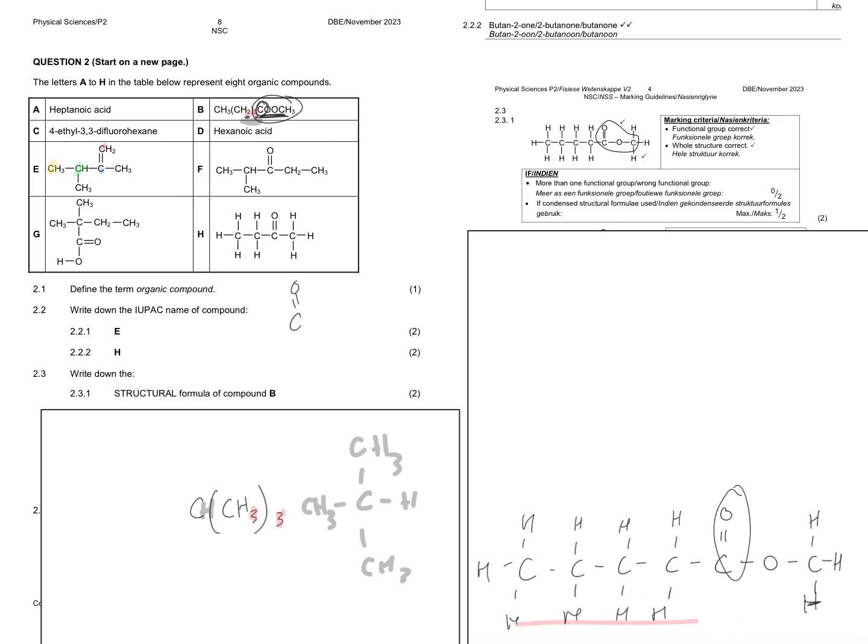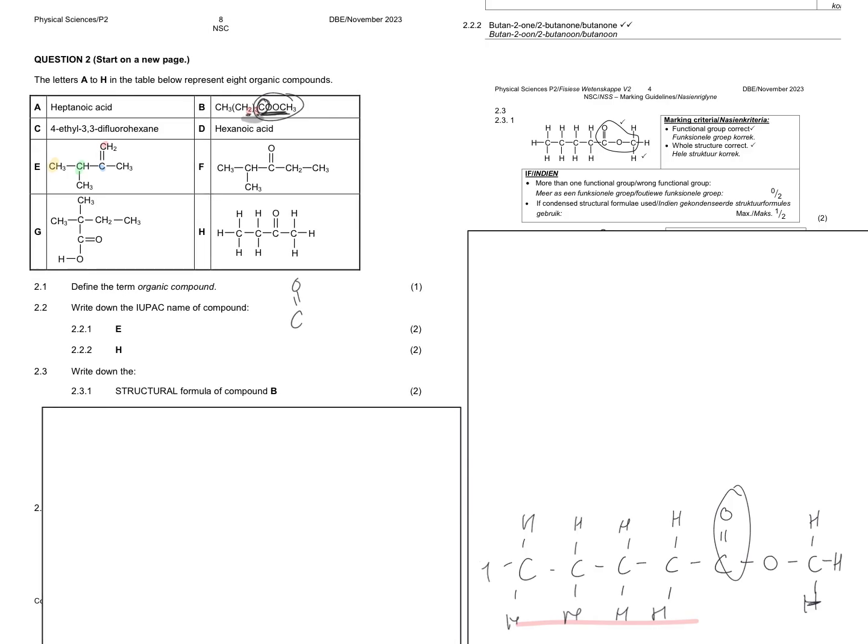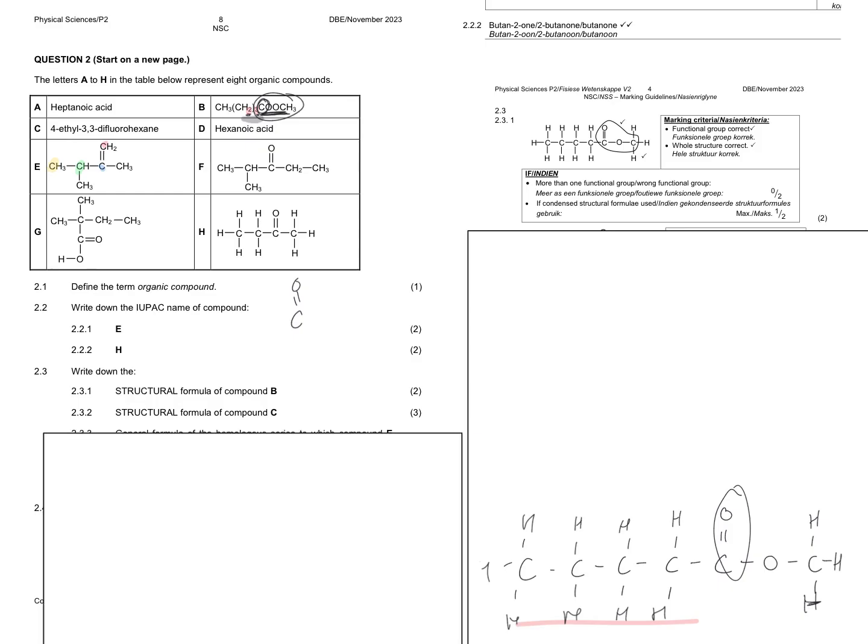Then for 2.3.2, they ask you for the structural formula of compound C. So compound C is 4-ethyl 3,3-difluorohexane. So that sounds a bit hectic, but what you do is 1 bite at a time. Difluorohexane, hex: 1, 2, 3, 4, 5, 6. Hexane.